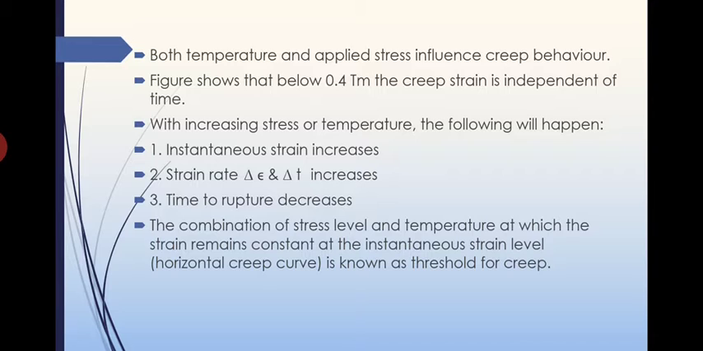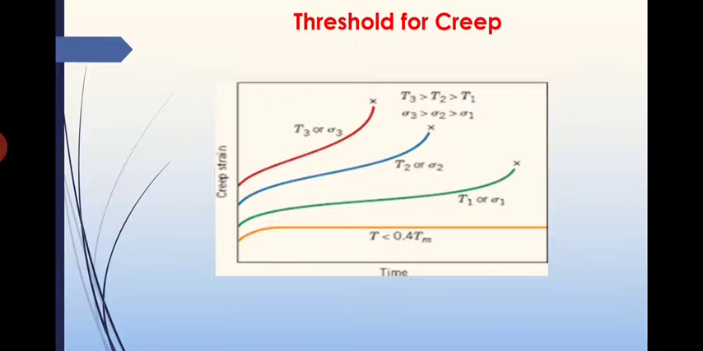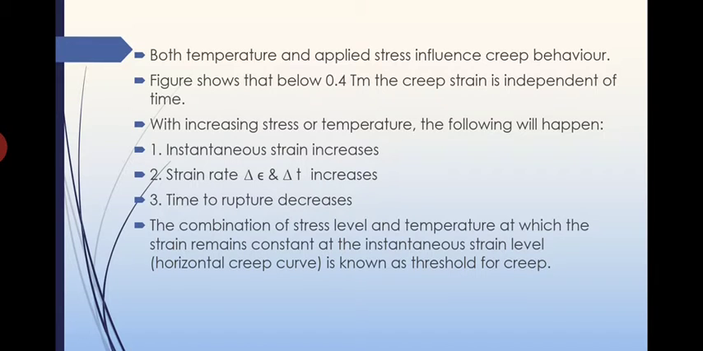Second one, strain rate, delta E and delta T increases. This means the slope is increasing. So if delta E and delta T both are increasing, that means the slope of the curve is increasing. And time of rupture decreases. See, here the time of rupture is this one, this much time is available, but here the time of rupture corresponds to this time. That means time is decreasing. So all these things are happening because of the temperature and strain.